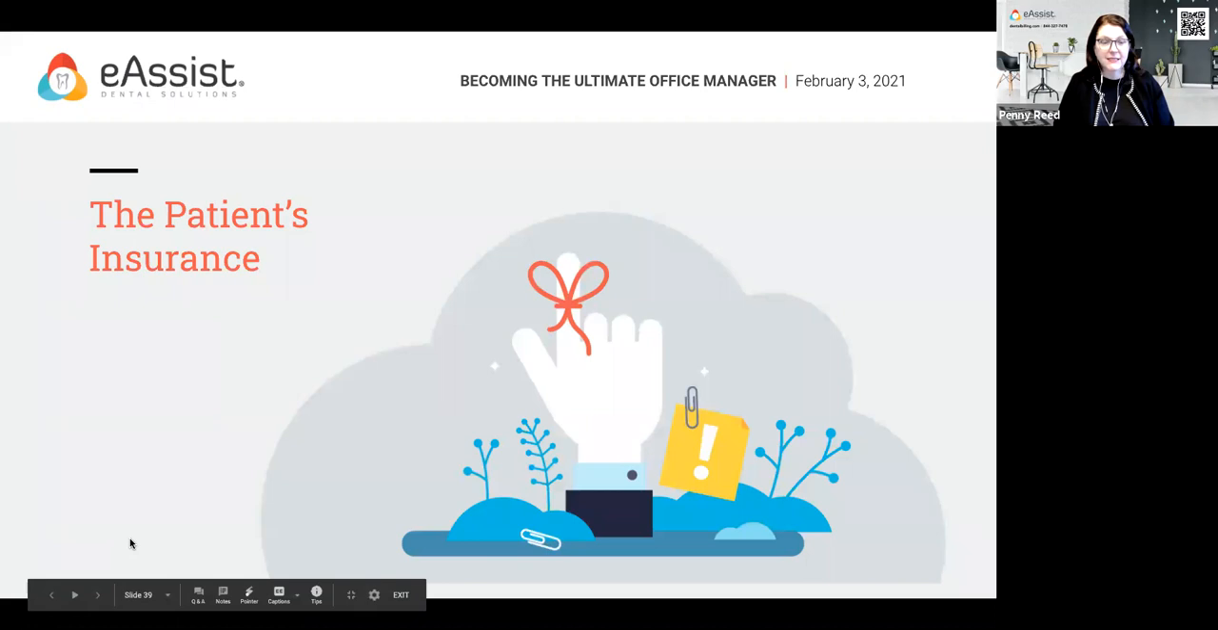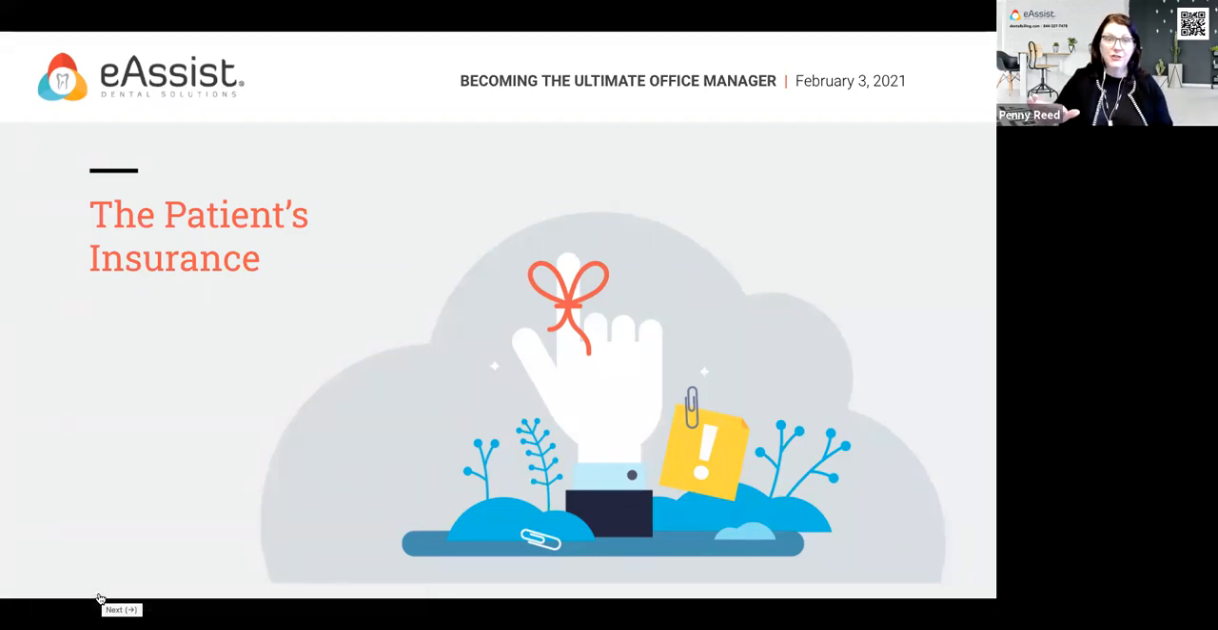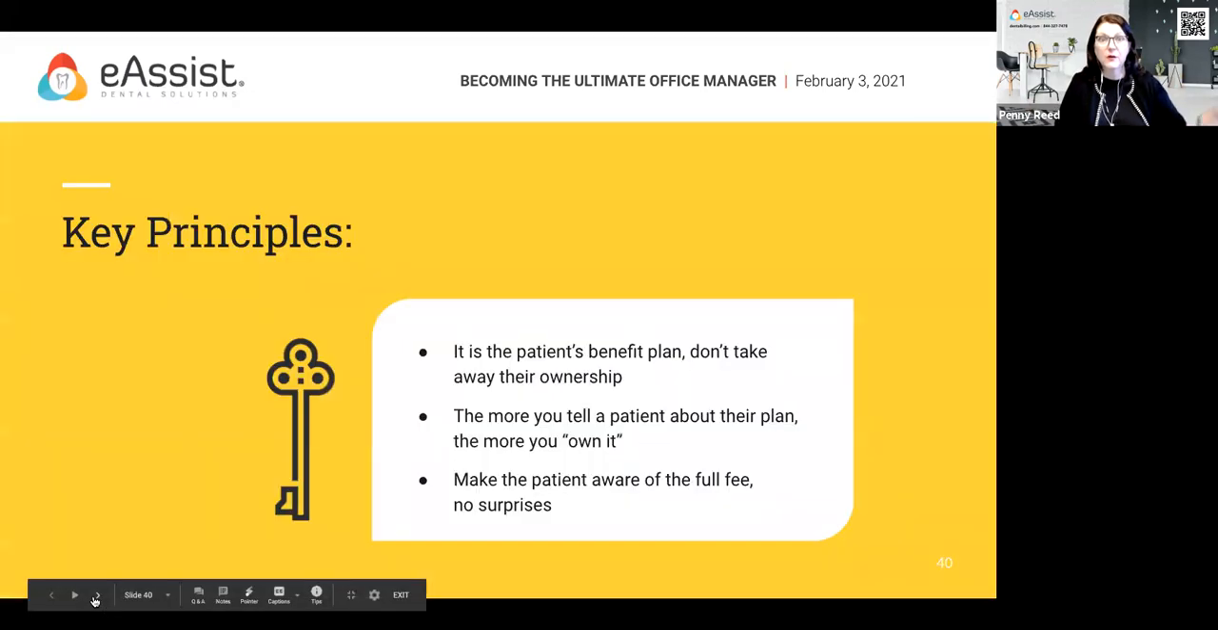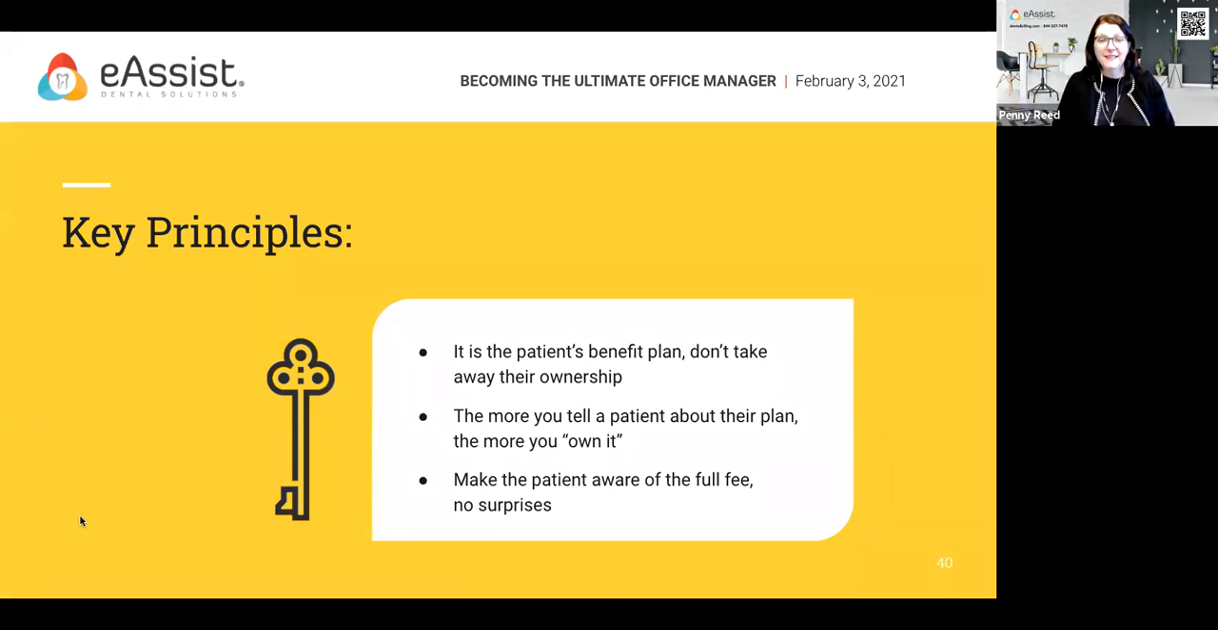That insurance doesn't necessarily cover everything. So we have to remember, as much as we want to provide accurate information because we know it allows us to collect the right amount and have happy patients, it's the patient's insurance. So again, we're balancing relationship and expectation. We want to be the expert. We want to reduce frustration on behalf of the patient. And at the same time, it's the patient's benefit plan. So let's not take away their ownership.